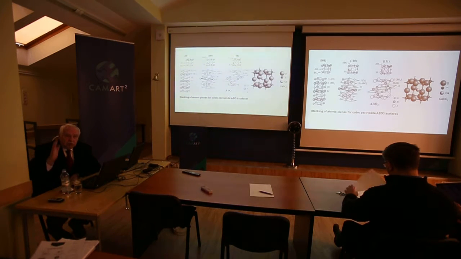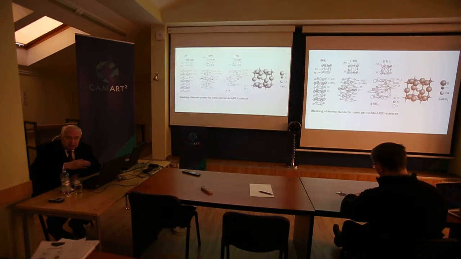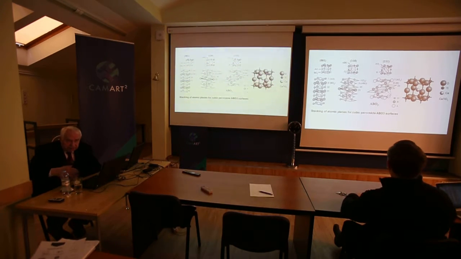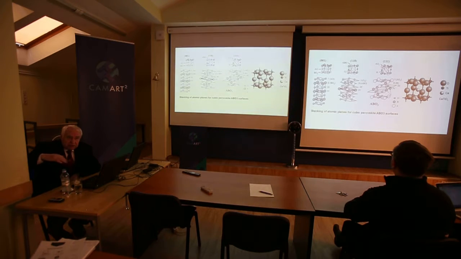The direction along one of the fourfold axes is 0, 0, 1. The direction on the diagonal in the face of the cube is 1, 1, 0. And the direction along the third order rotation axis is 1, 1, 1. So what people do when they try to model a surface, they use the so-called slab model.